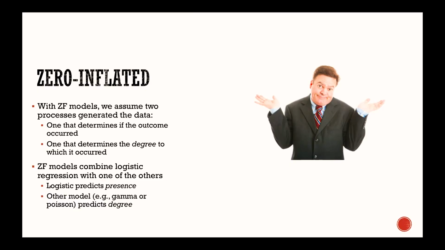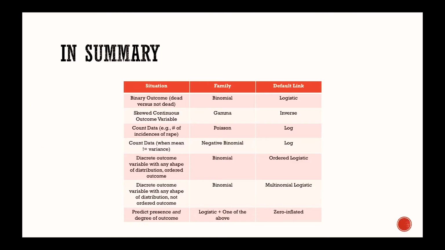So a zero-inflated model breaks it up into two components, those who do versus do not, and then, of those who do, it tries to model how much they do. The logistic predicts the presence, and then the other models, whether it be a gamma, a poisson, a negative binomial, whatever, predict the degree.